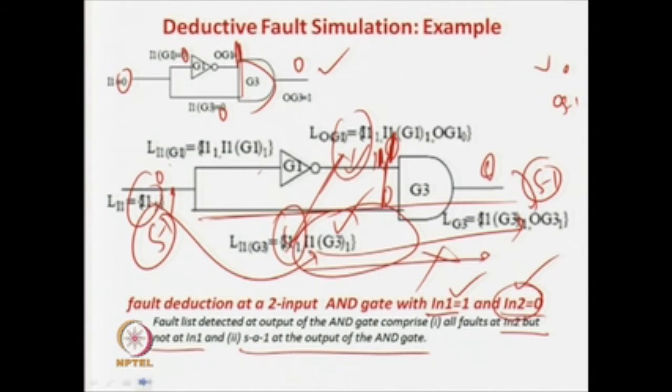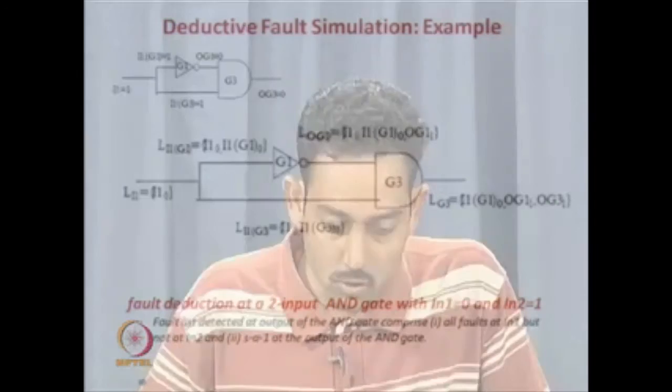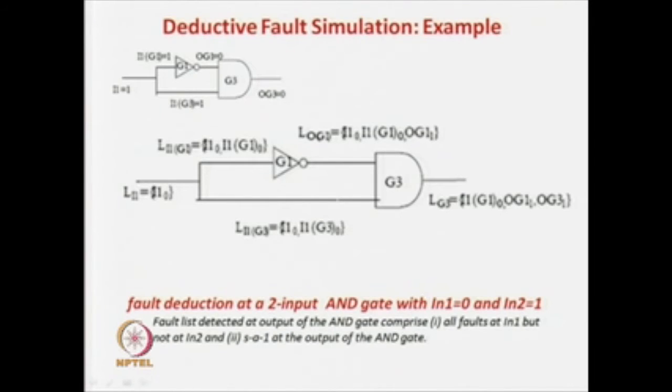So, the rule for an AND gate with one input as 1 and the other input as 0. So, what is the rule? The rule is, whenever one input of the AND gate is 1, whatever you have at the other input fault list is obviously directly propagated, because the other input is the 1. But if there is a common fault between both the inputs of the AND gate, then that fault will not be propagated, because it is affecting both the lines. So, that is the rule.